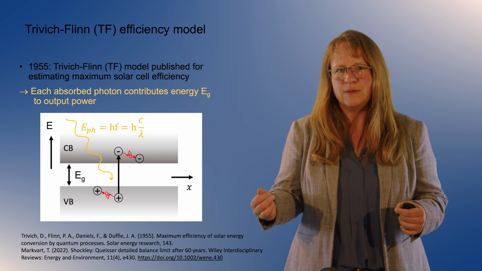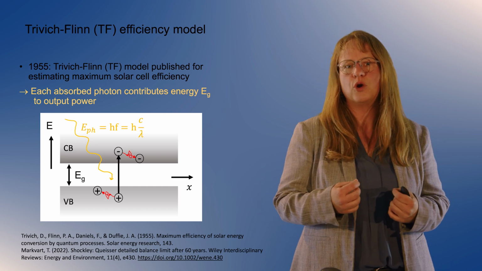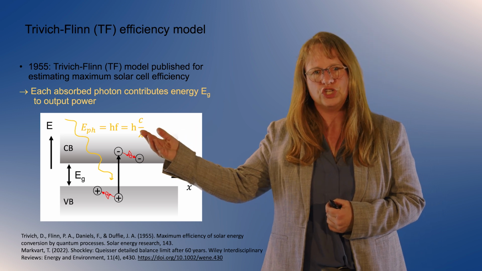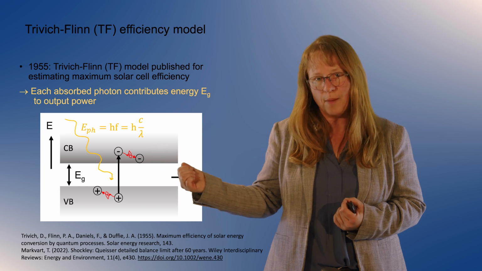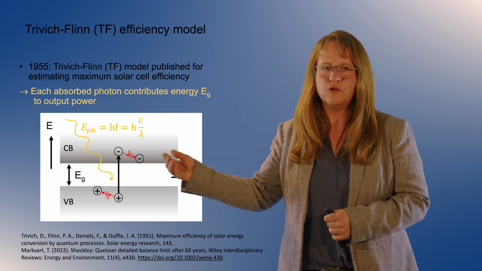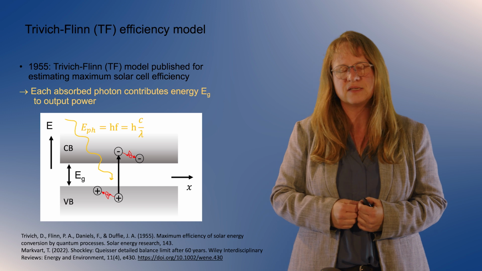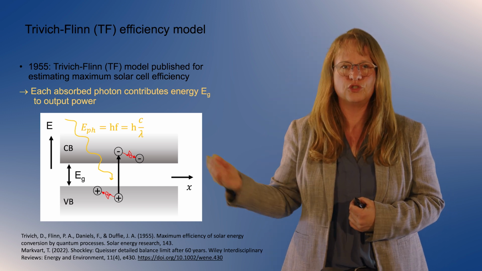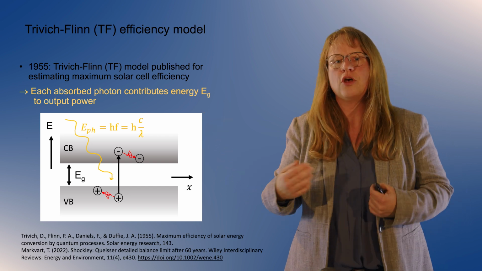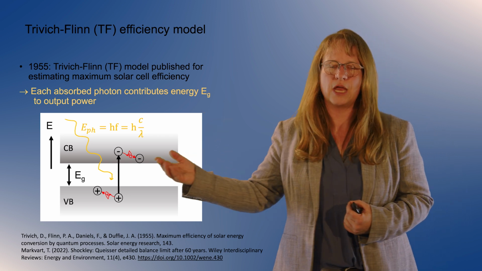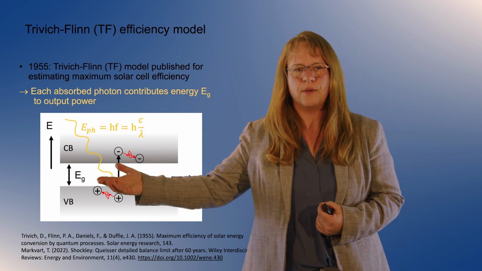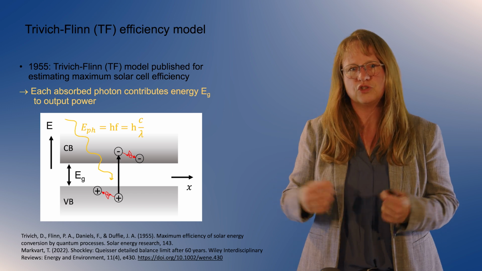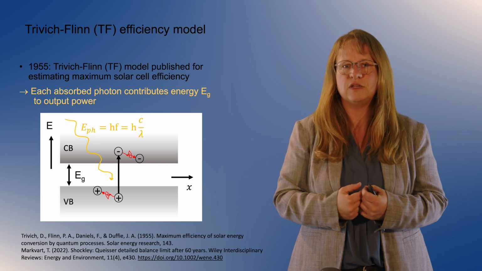the solar cell. In previous videos, I already showed you that we have some loss mechanisms, and that is only photons with an energy larger than the band gap energy are absorbed, and the rest is not absorbed. And we saw that we have this thermalization effect, that is that the electron-hole pair loses all the energy in excess to the band gap energy Eg. So for each photon that we have absorbed, we can only extract the band gap energy Eg. And so in 1955, Trivich and Flinn suggested that this is the maximum efficiency we then can get out.